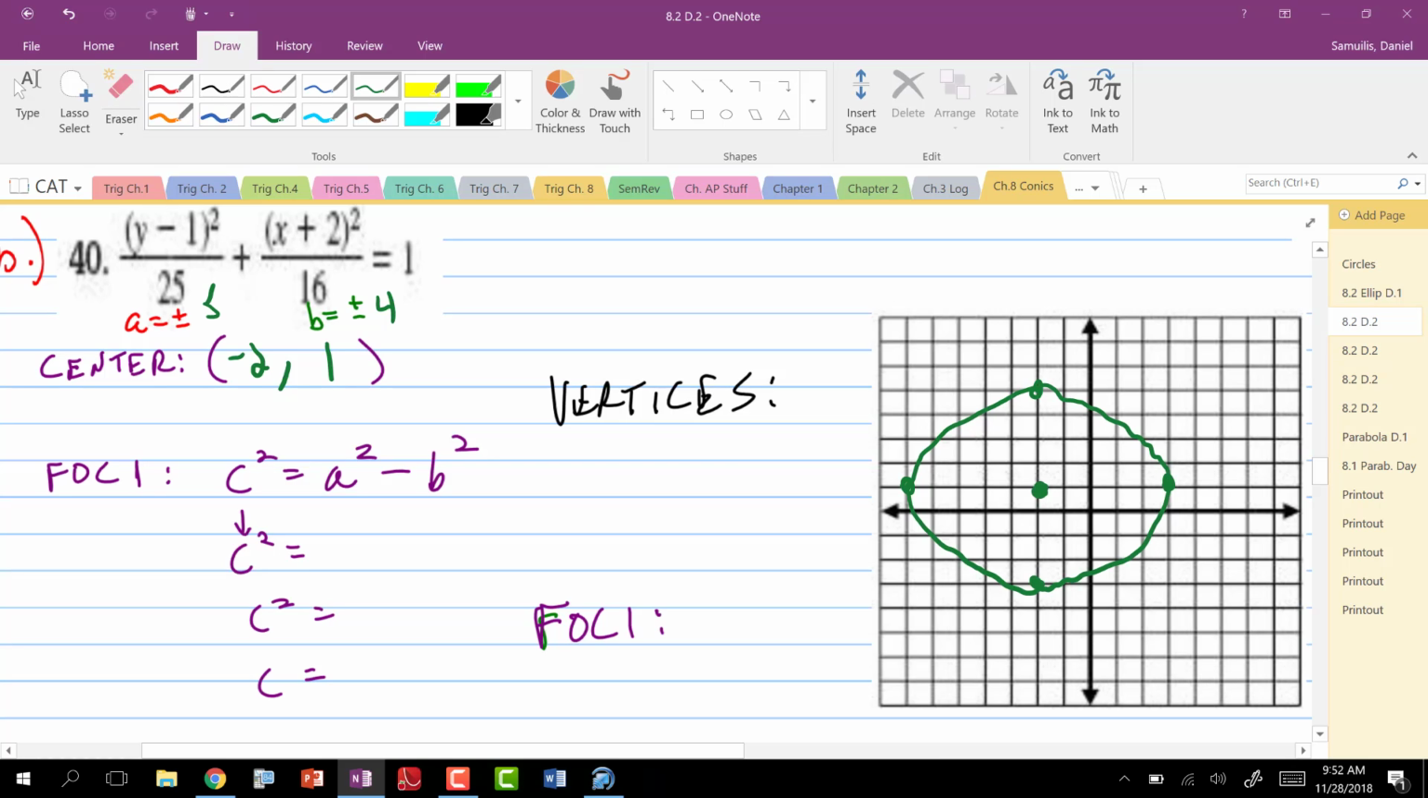And then we know it's 25 minus 16. Isn't that nice? Which is plus or minus 3. Now, vertices. Okay, again, 3 comma 1.